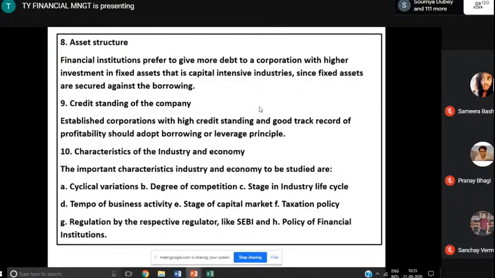If someone asks how the hotels are getting so much debt, the answer is this: financial institutions prefer to give more debt to a corporation with higher investment in fixed assets. What is the investment in fixed assets? 80%. That is, ours is a capital intensive industry. Think about the bank that is giving you money. Even if you have to shut down the business, no problem. They will sell your land and recover the money. Even if we shut down the business, they will recover their money by selling our land and building.